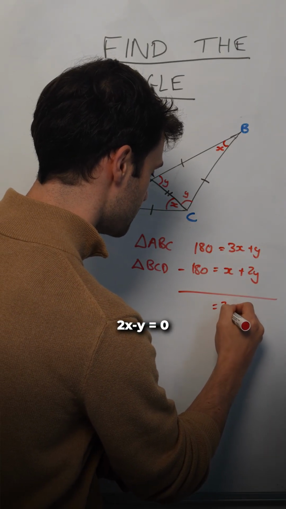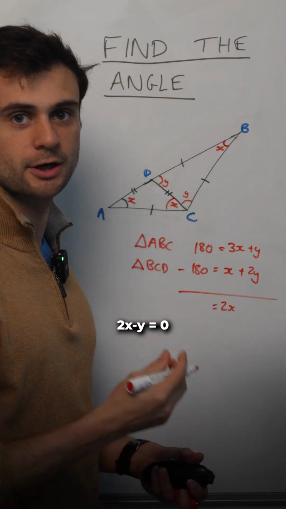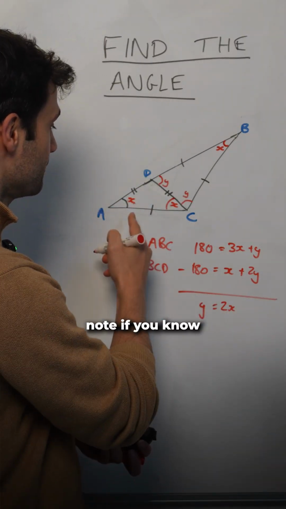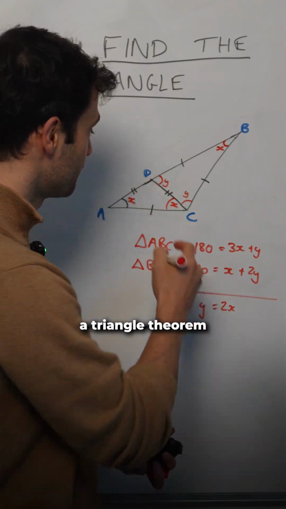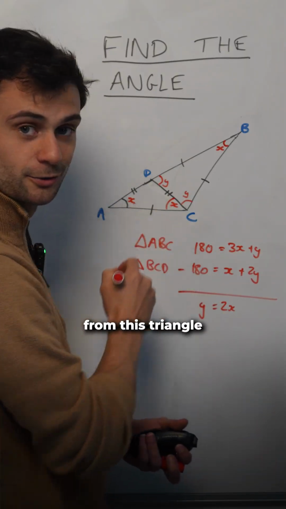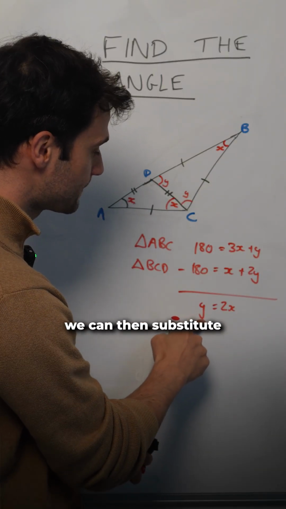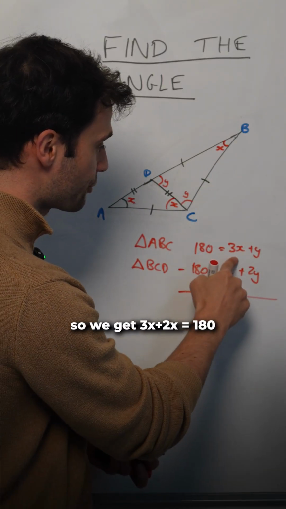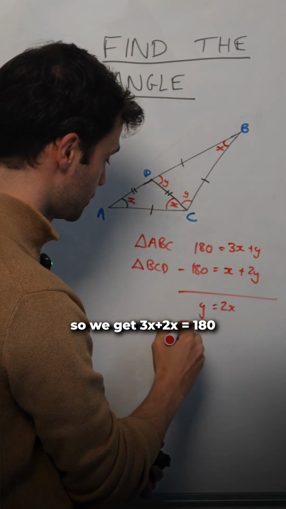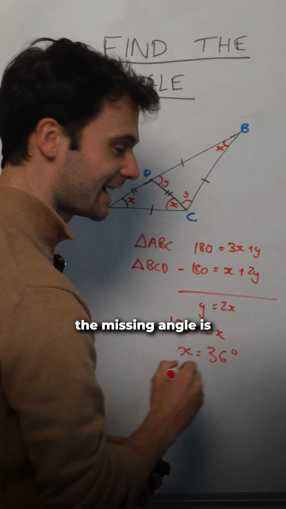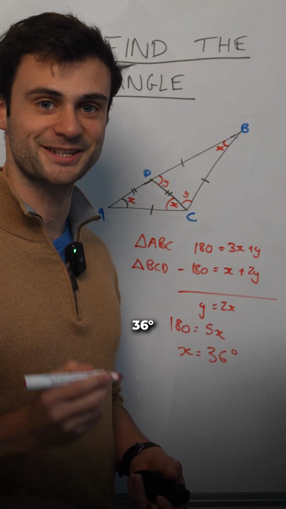We get that 2x minus y equals 0. We can do an extra step there though and say 2x is equal to y. Note, if you know the exterior angle of a triangle theorem, we could get that directly from this triangle. But let's leave that for now. And knowing that y is equal to 2x, we can then substitute this y in here. So we get 3x plus 2x is equal to 180, or 180 is equal to 5x. So we find that the missing angle is 36 degrees.